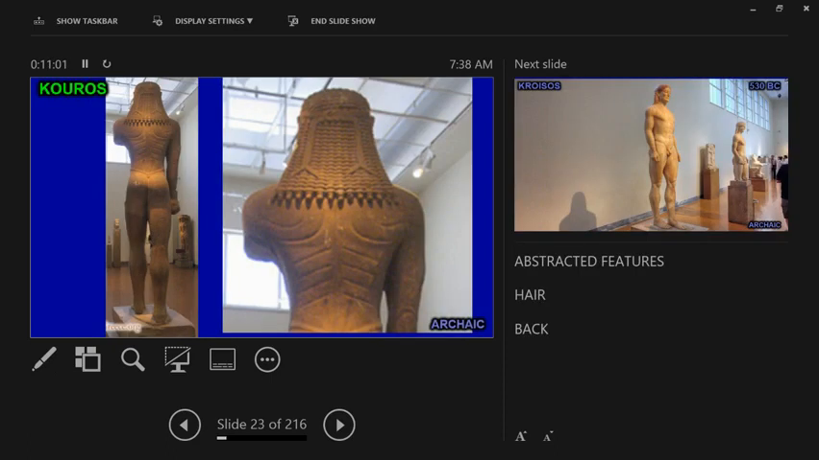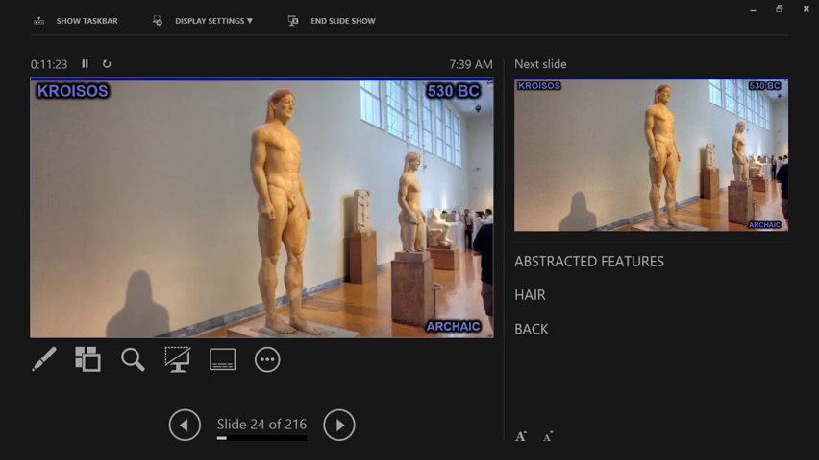And if we look at the backs of these KOUROS sculptures, the muscles in the back are very cartoonish and unrealistic, which is typical of the KOUROS. And again, look at the hair. That is not hair. That's like a flat blanket, like an Afghan blanket or a knitted blanket.